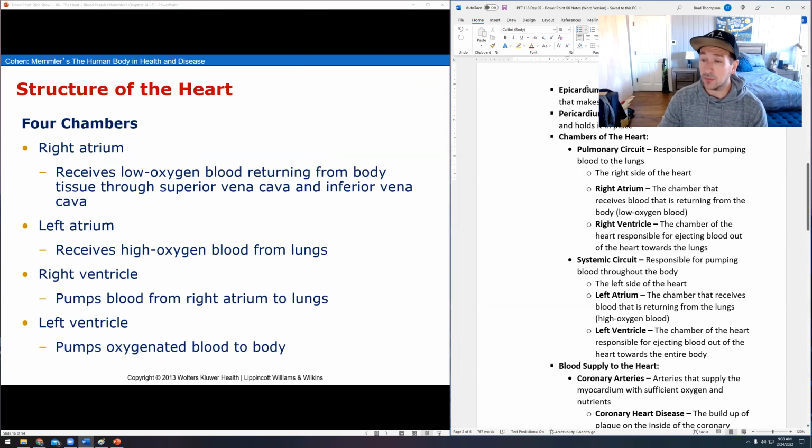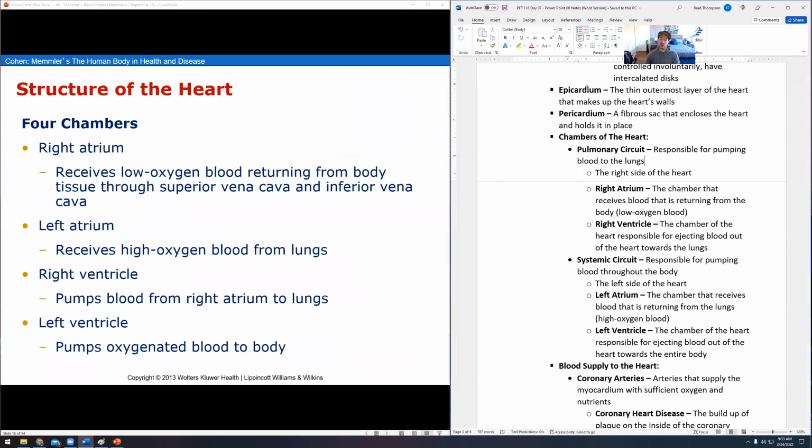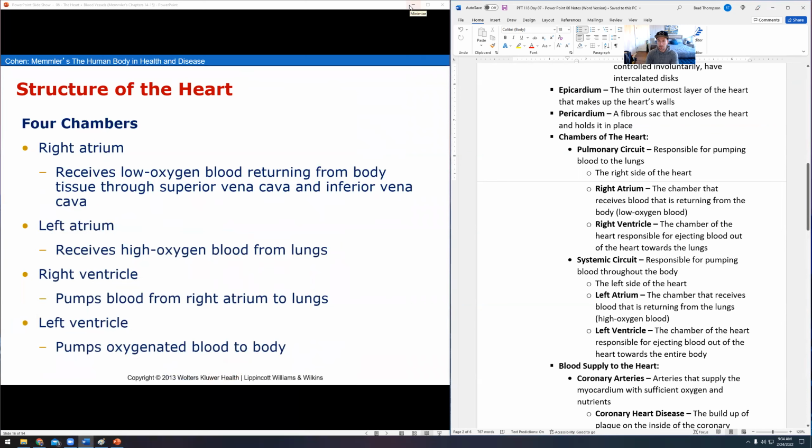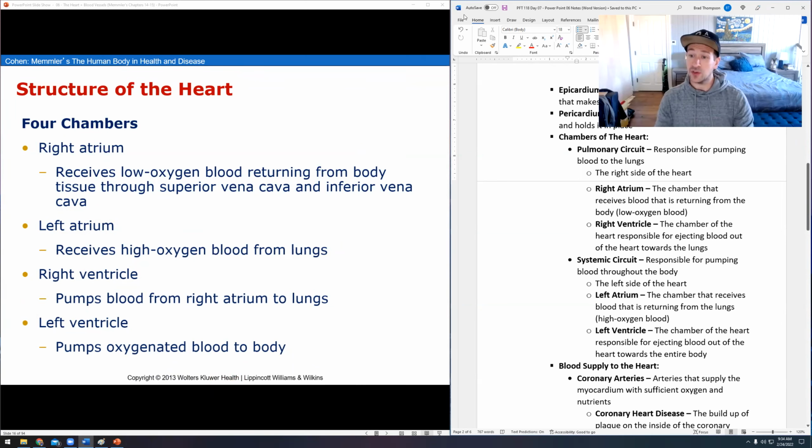pumps it out. Now, when you're memorizing this stuff and you're looking at these four chambers here, the way I do it is I picture this little quadrant, right? I've got a right side and a left side, and I've got an upper and a lower. So the upper portion of the heart, both of those are your atriums. You've got a left atrium and a right atrium. The left atrium is responsible for gathering blood that returns from the lungs, right? That left side of the heart is pumping blood throughout the body, and then the right side of the heart is gathering blood that's coming back from the body.